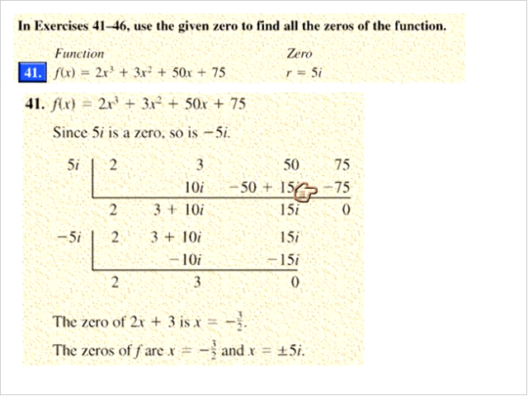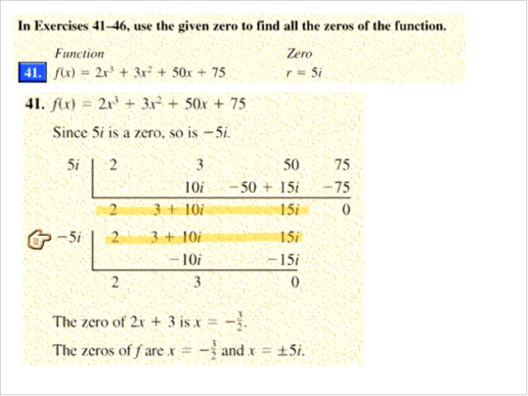15 times 5 is 75. i times i is i squared. So I have 75i squared, which is the same thing as negative 75. So I do get 0 there. Good. So now I can take this answer and use synthetic division again. So I'm just going to replace it there. And if I know 5i is a zero, negative 5i is also a zero.